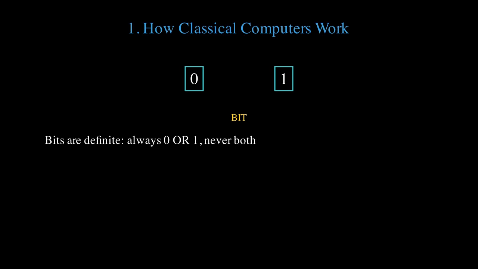Classical computers are based on bits that store information as zeros or ones. A classical bit is like a light switch. It can only be in one of two states at any given time, 0 or 1, off or on. Classical bits are definite and deterministic. A bit is always in one state or the other, never in between. Mathematically, a bit belongs to the set containing only 0 and 1.